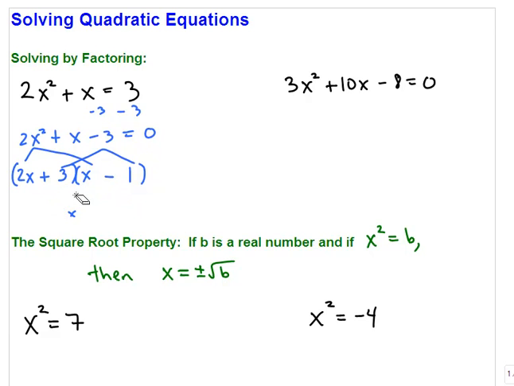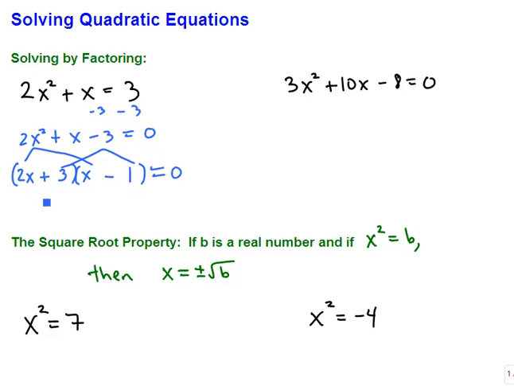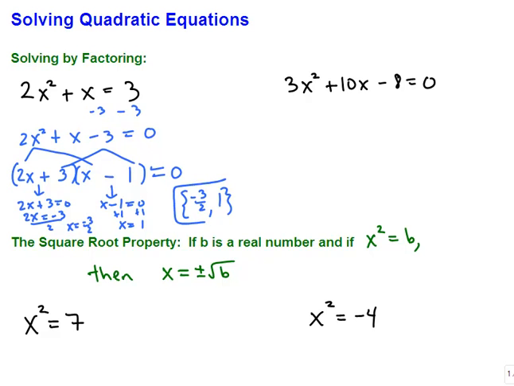So once we have it factored, then what we're going to do is set each factor equal to 0, and this is called the zero product property. So we're going to set 2x plus 3 equal to 0, and we're going to set x minus 1 equal to 0, and we're just going to solve each of these. So we get 2x equals negative 3, so one solution is negative 3 halves, and in the other case we get x is 1. So my 2 solutions are negative 3 halves and 1.